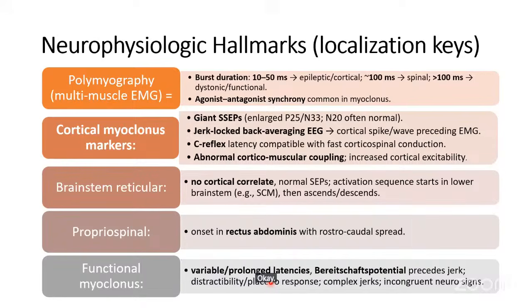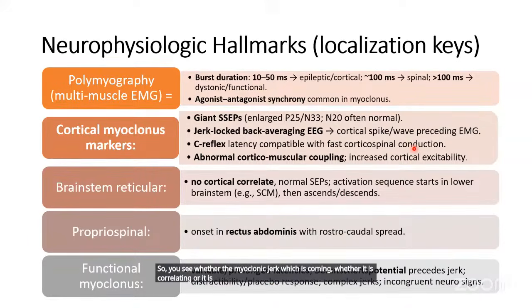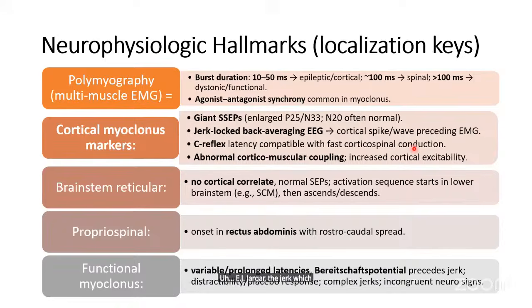Secondly, jerk-locked back averaging EEG is also similar. So you see whether the myoclonic jerk is correlating or locked with the EEG jerk. The EMG jerk and the EEG jerk should be locked, that is jerk locked. But that will be seen in cortical myoclonus only. In brainstem reticular, propriospinal or peripheral, you may not get it. Yes, sir, because it is not generated from the cortex.